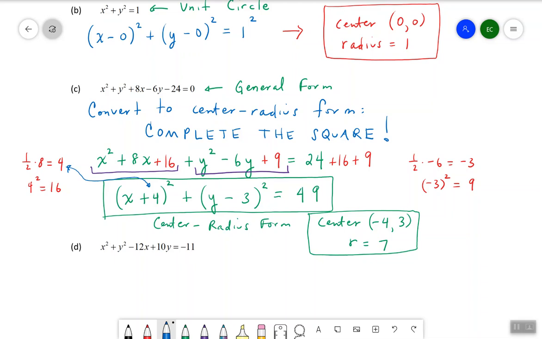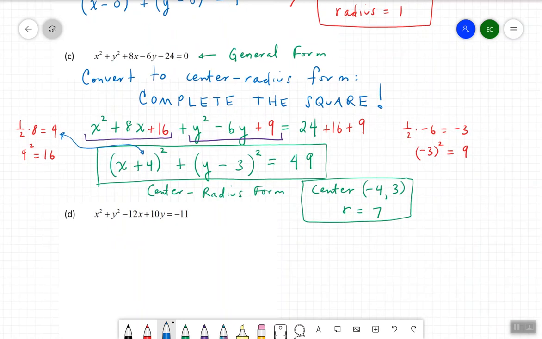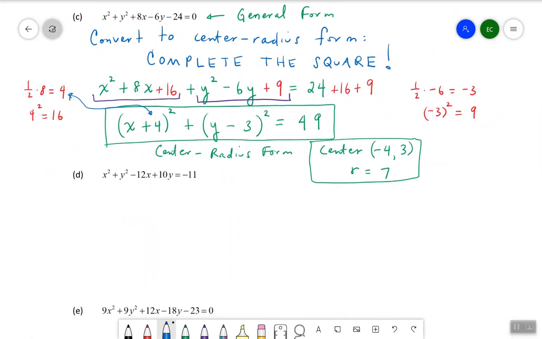Okay, so for part D, now part D is not too complicated. It's mostly the same as part C, as example C. So this would be a great time to pause the video and try a problem for yourself. And then the last one here, part E, is the one that gets a little complicated with some fractions. So we'll go over that one as well.